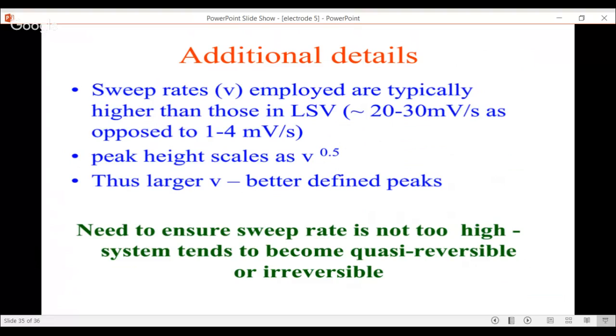For example, in polarography, t to the power of 1 by 6, like that, it will be there. Thus, with a larger v value, you get better defined peaks. Need to ensure the sweep rate is not too high. The system tends to become quasi-reversible or irreversible. If the sweep rate is very high, it becomes quasi-reversible or irreversible.